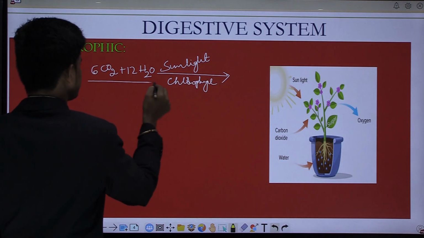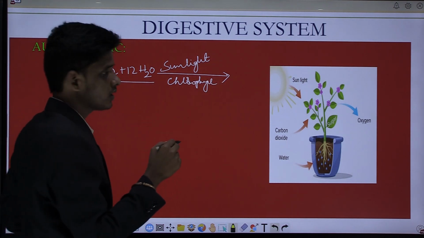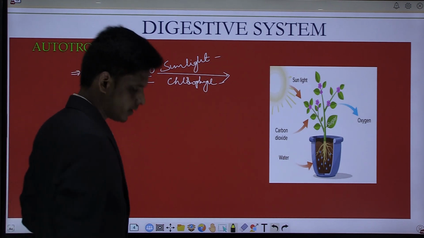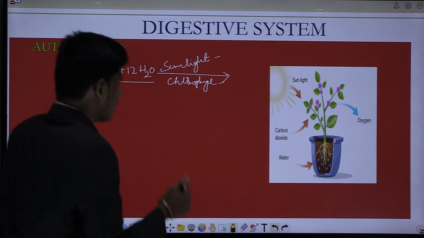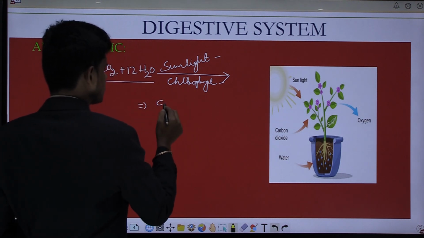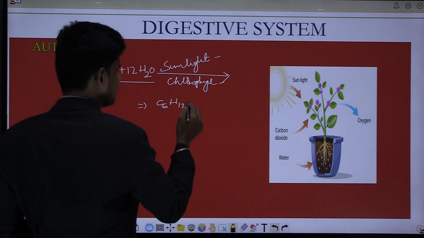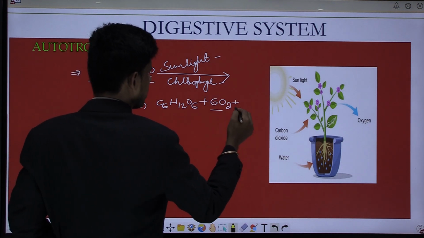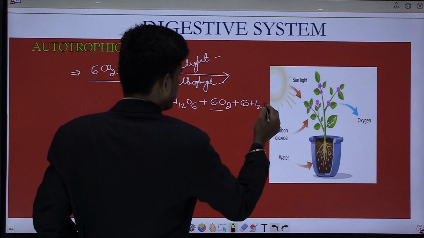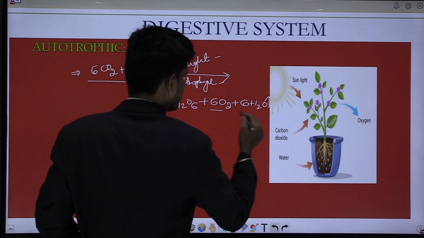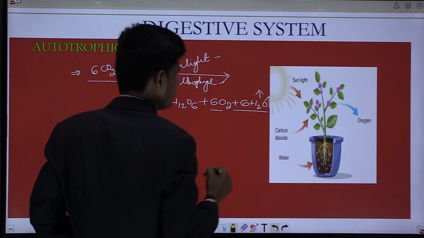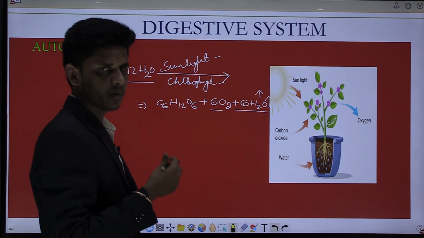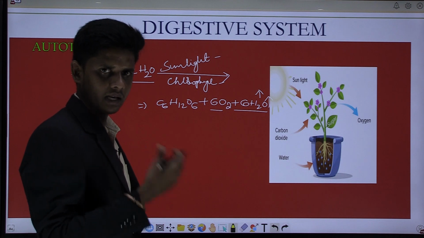In the presence of 6 CO2 and 12 H2O, by using sunlight and chlorophyll, plants can prepare glucose, C6H12O6, plus 6O2 and 6H2O. And I already told you that the water is in vapor form. It releases the water vapor through the stomata of the leaves.